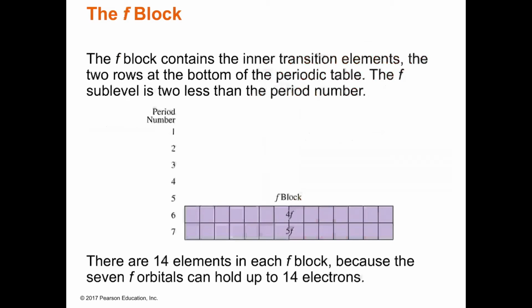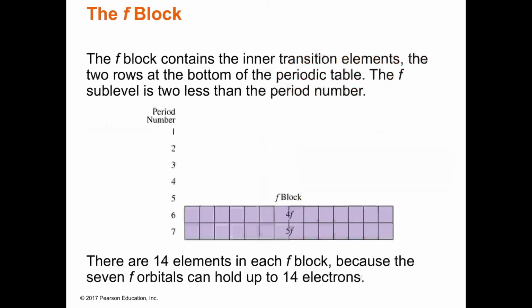The F block is the elements that are down at the bottom of the periodic table. They usually get pulled out and put at the bottom. That's actually an interesting thing. They don't really belong at the bottom. They actually belong in between the S and the D block. We just put them at the bottom to save room on the piece of paper. So they actually go up in between the S and the D block for real.